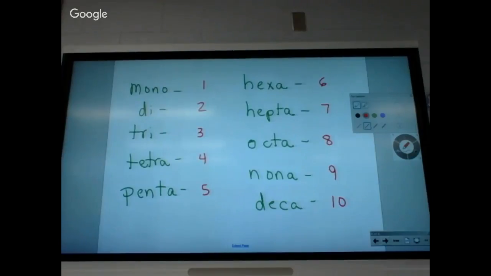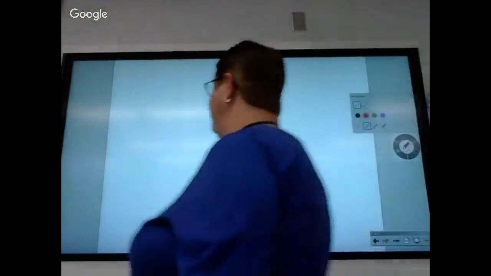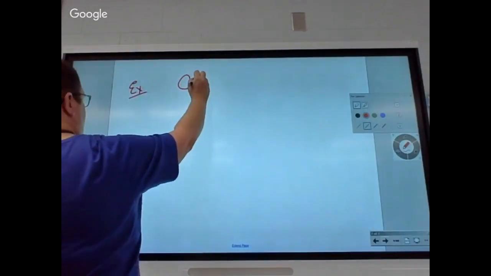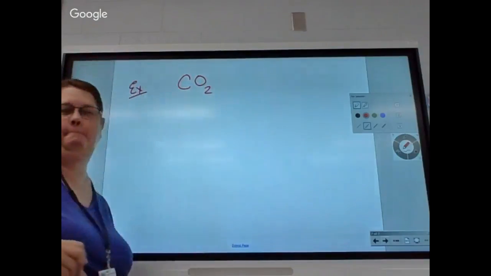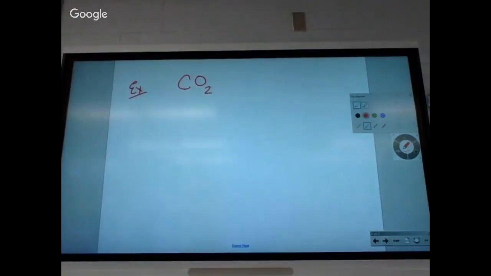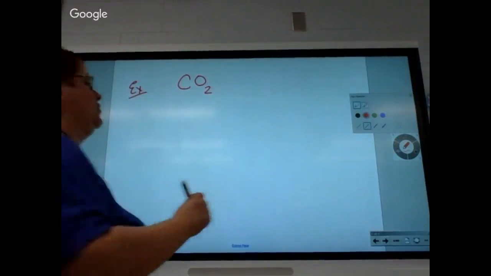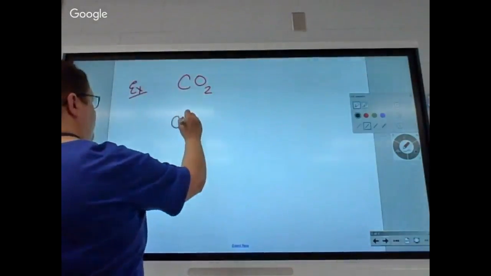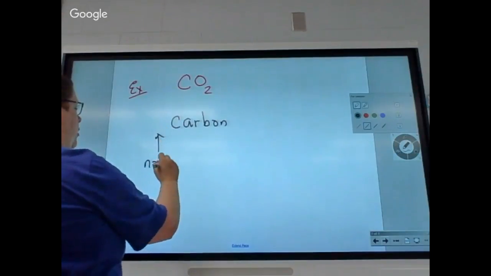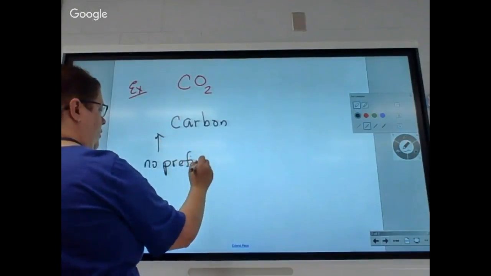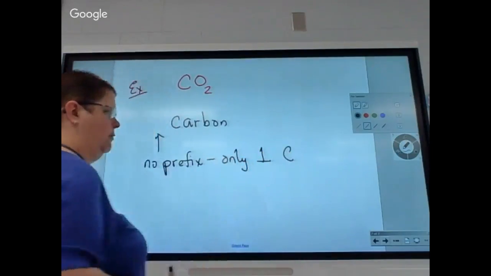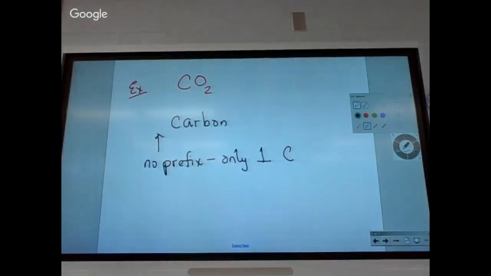All right, everybody got them? So, for example, to illustrate how this is done, everybody can name this one, right? So, where does the name actually come from? What is the name of C? How many carbons are in the name? So, when we write the name, we write carbon. All right? There is no prefix because there is only one C. Okay? You don't put a prefix on it because there's only one carbon.